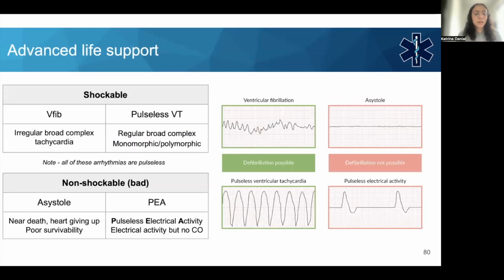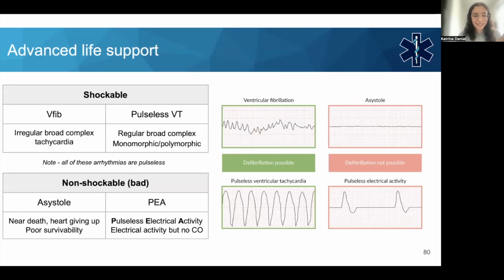Okay, so for ALS, usually we have a look at the heart rhythm and we say, all right, can we shock, or is this not a shockable rhythm? The two shockable rhythms are VFib and pulseless VTach. So VFib, you have an irregular broad complex tachycardia. Remember B for bad. Broad is bad.